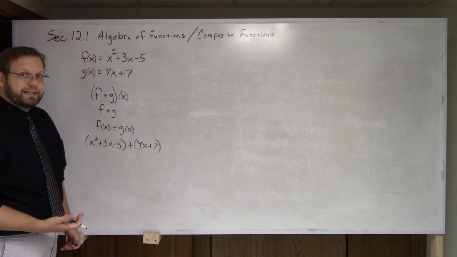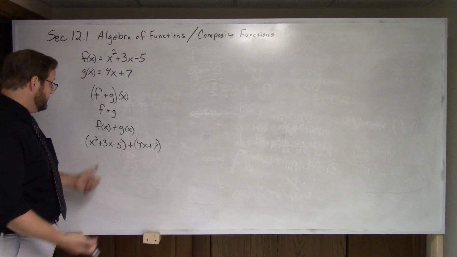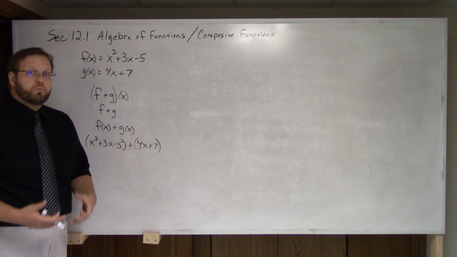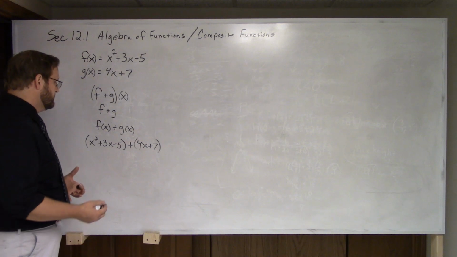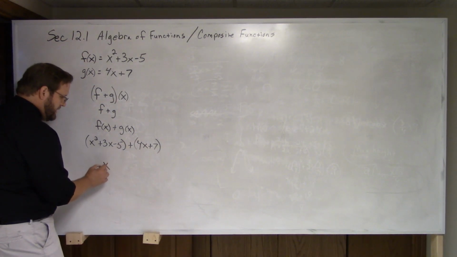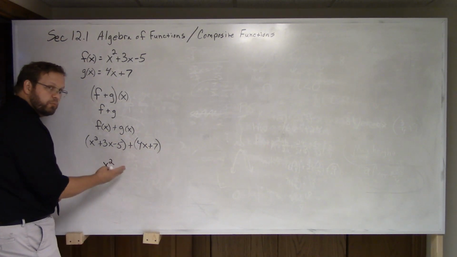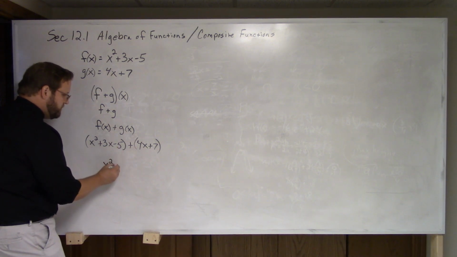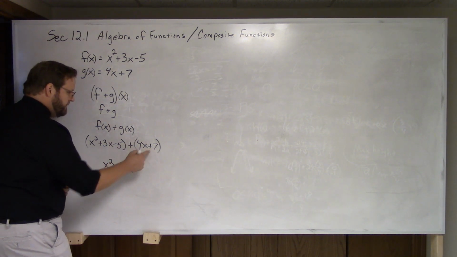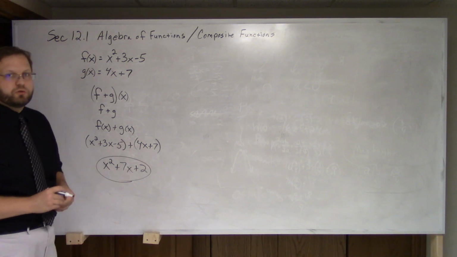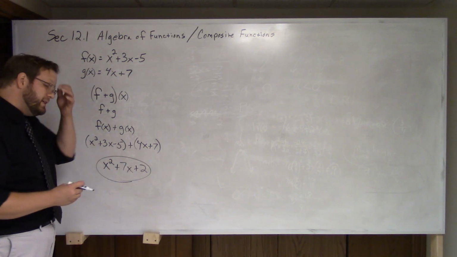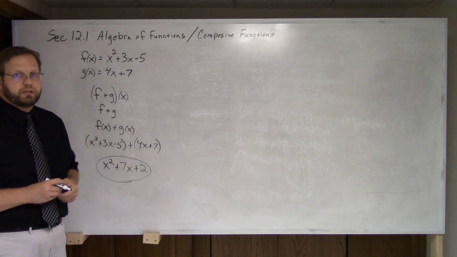And when you look at it like that, what are we doing? We're simply adding a trinomial and a binomial. So pretty much we're adding functions. We're literally adding the expressions of the functions. So what we get is x squared. We can just ignore the parentheses here. So 3 plus 4 is 7x. Negative 5 plus 7 is 2. And that's it. Nothing more to it than that. Okay? So again, please do not overthink something like this.